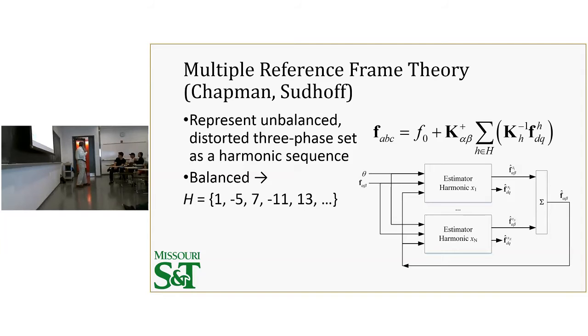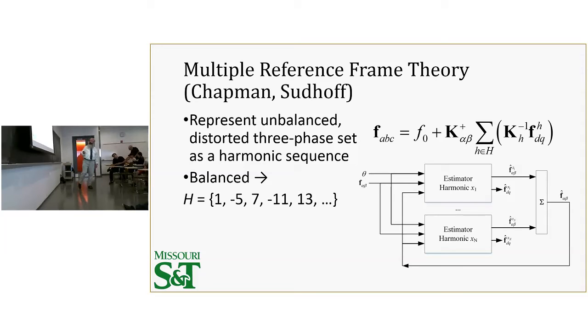All right. So the problem is that there's no mathematical transformation you can do to go from the ABC to this harmonic sequence of DQ. So what do you do? And that's where this estimator comes in.